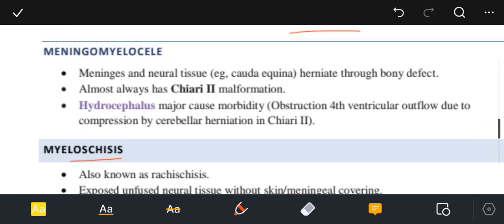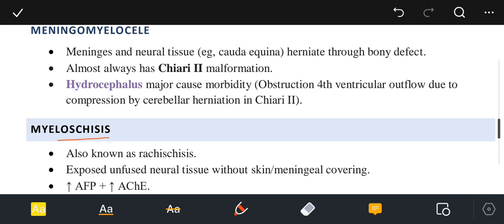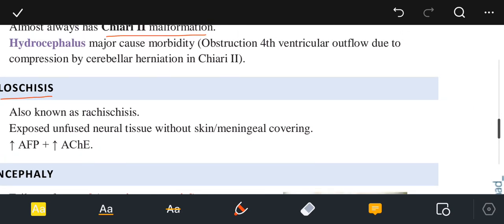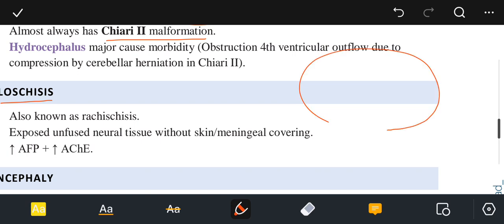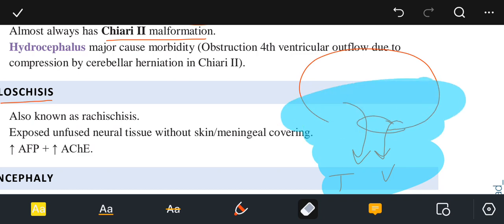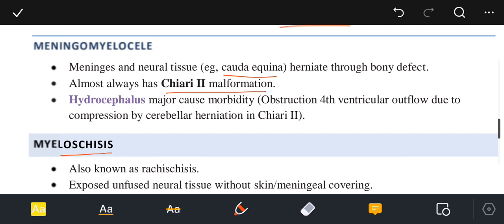Now let's move to the meningomyelocele. Meninges and neural tissue, for example the cauda equina, herniate through the body defect, and it almost always has the Chiari 2 malformation. Chiari 2 malformation is a problem. Suppose this is a skull and this is the foramen magnum. From the foramen magnum, if the cerebellar vermis and the cerebellar tonsils, if these two structures are herniating downwards, that is called Chiari 2 malformation, and the Chiari 2 malformation is most of the time associated with the myelomeningocele.